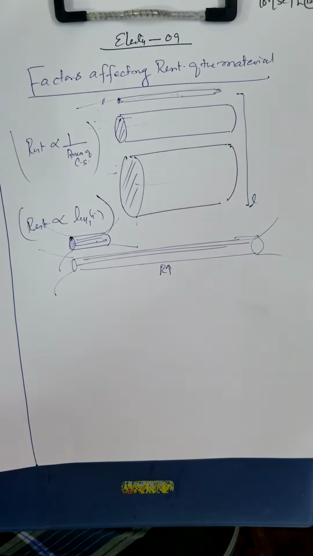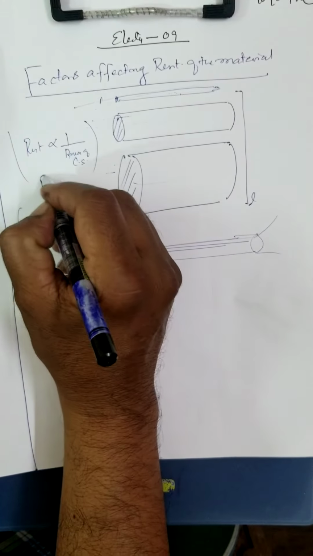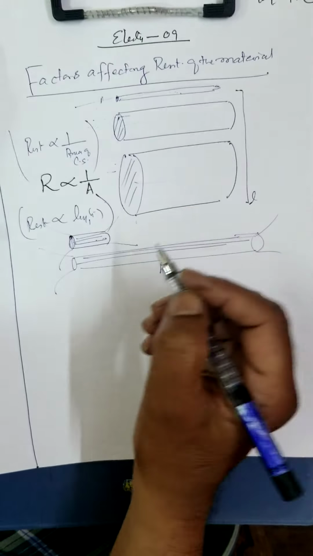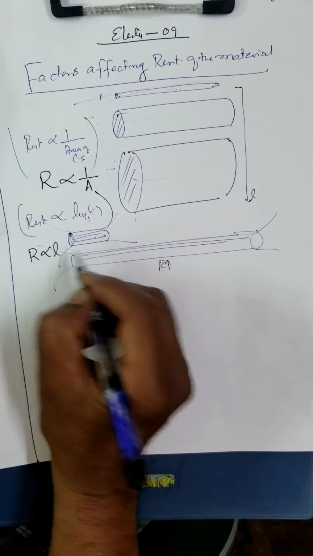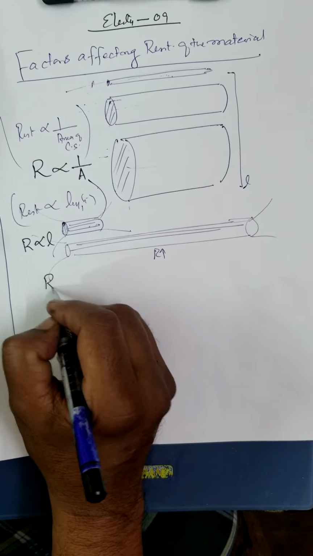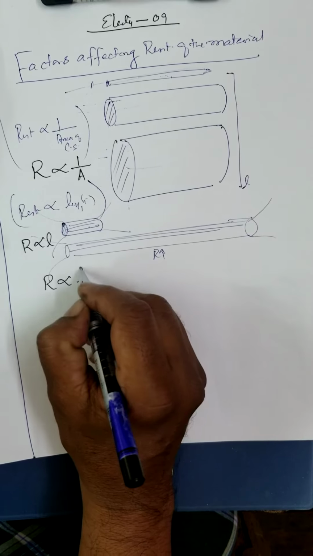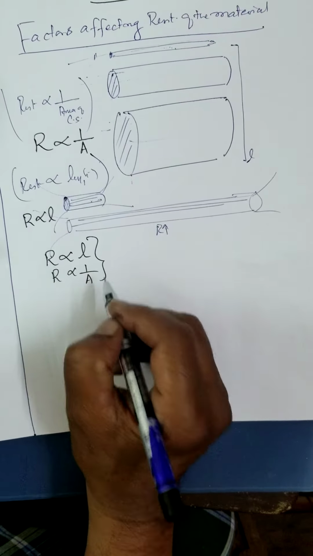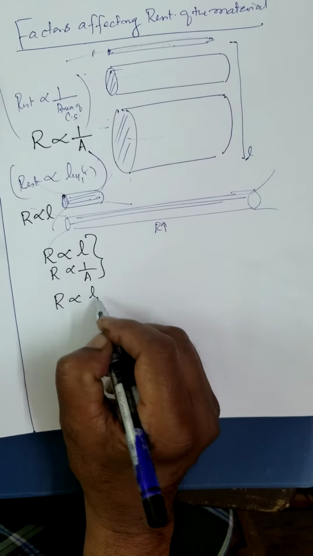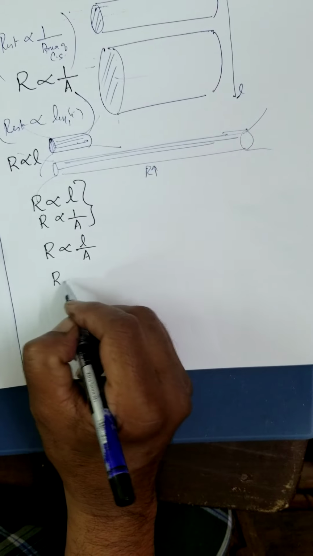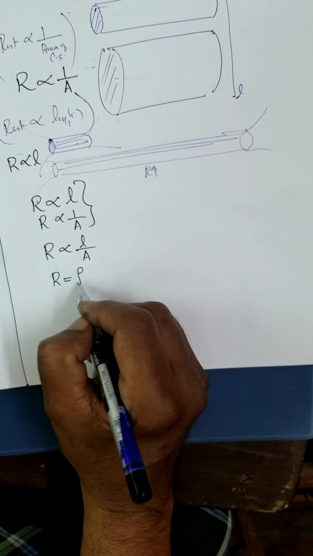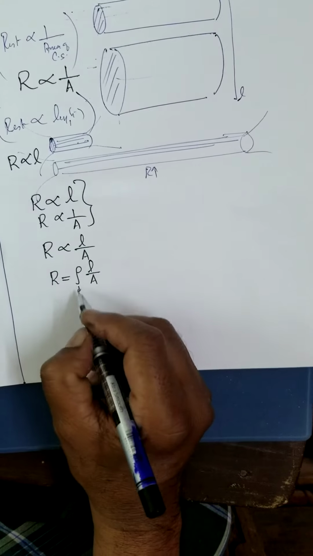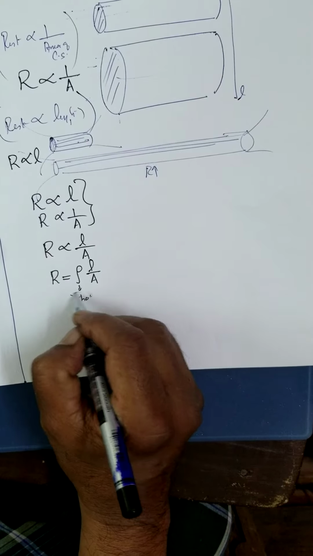Therefore, resistance of a conductor is inversely proportional to area of cross section. Resistance is directly proportional to length of the conductor. Combining these two, for a given material, resistance is directly proportional to length and inversely proportional to area of cross section. I am equating it, they are related, therefore I am equating. I will put one symbol, R equals rho L by A. This is called rho. We pronounce it rho.